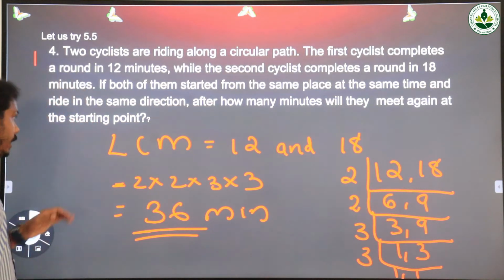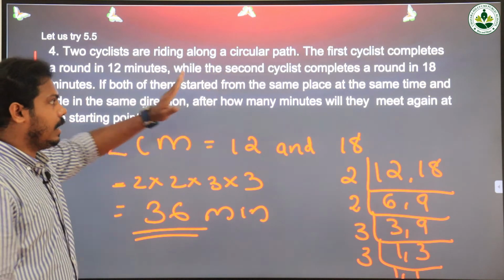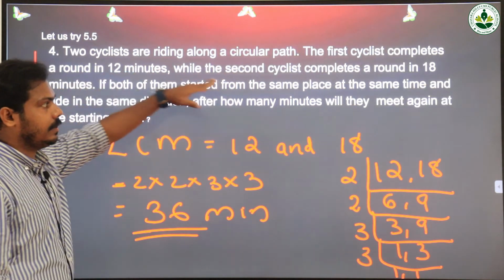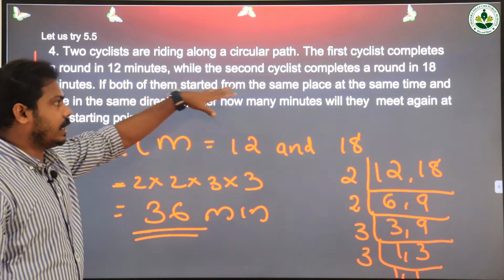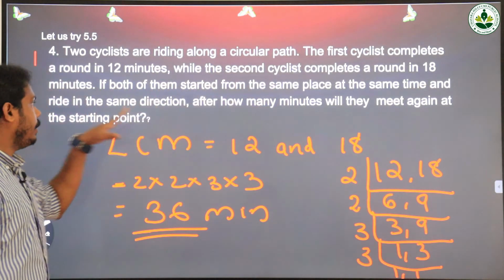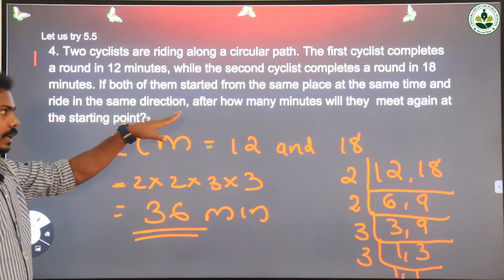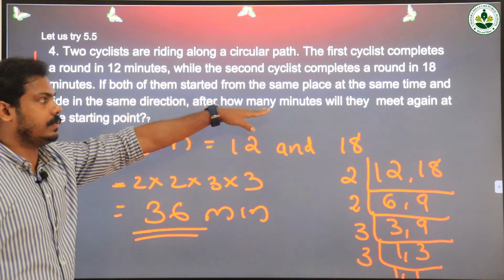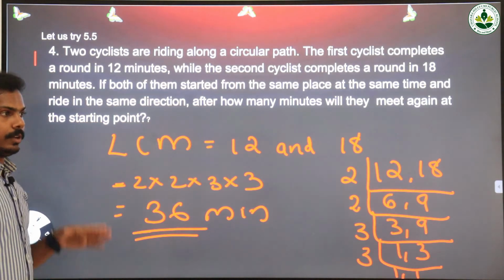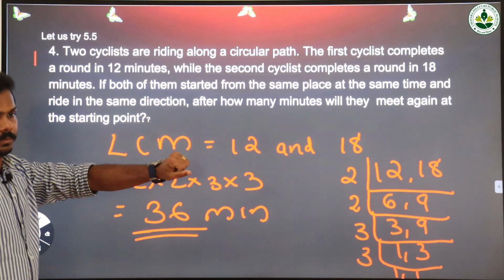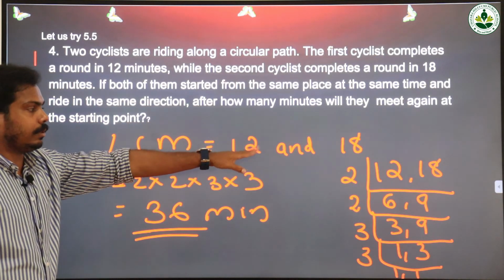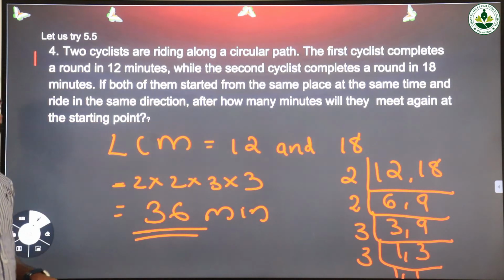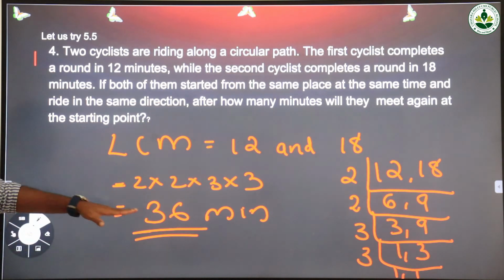Here in the question they gave two times, and then they gave the word same, equal. If both of them started from the same place at the same time and ride in the same direction, and we need to find after how many minutes they will meet again at the starting point, which is the nearest time. So here we found the LCM of two numbers. LCM of 12 and 18 is equal to 36. So after 36 minutes they will meet again.